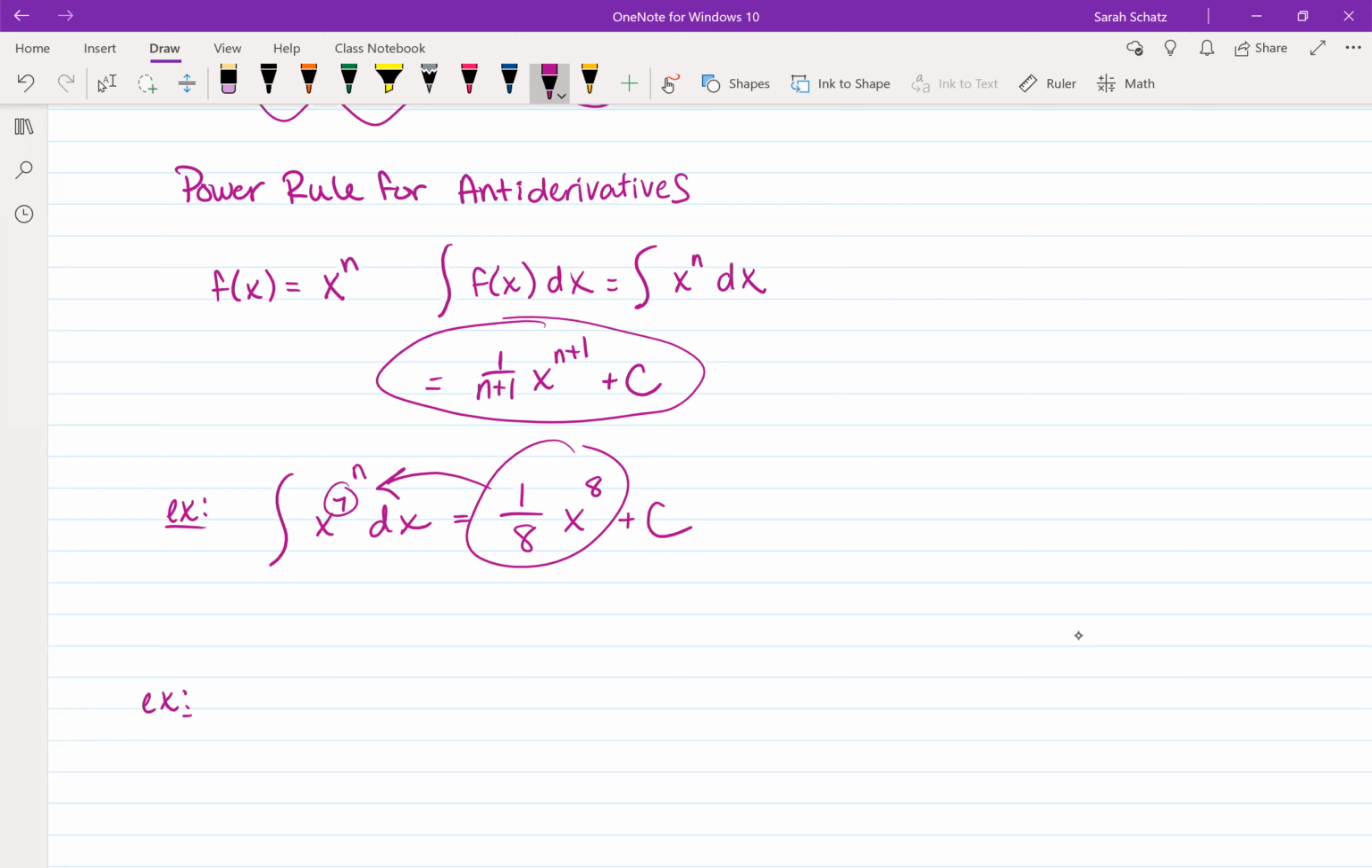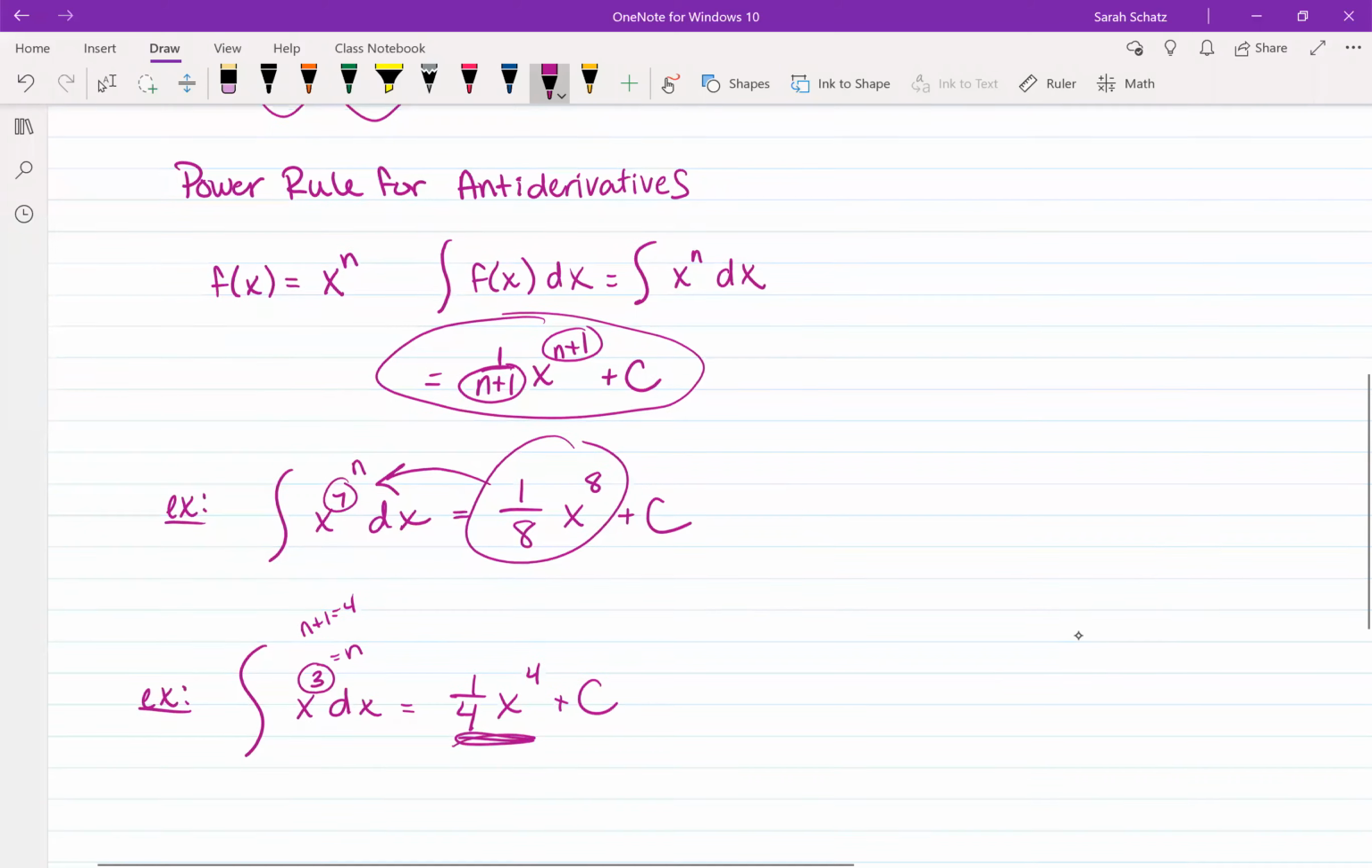If I have in here just x cubed, well, my 3 is my n. So you guys, n plus 1 would be 4. That's the number I'm going to be working with. Notice n plus 1 goes here and here. So n plus 1 is 4. So I end up with 1 over 4 x to the 4th. Again, you can check that if you want. If you take the derivative of this, you will get x cubed.